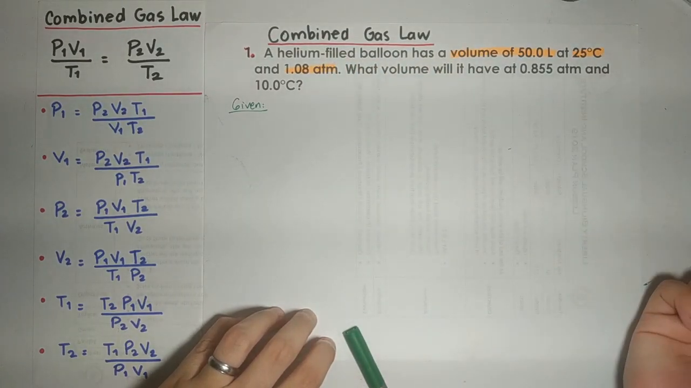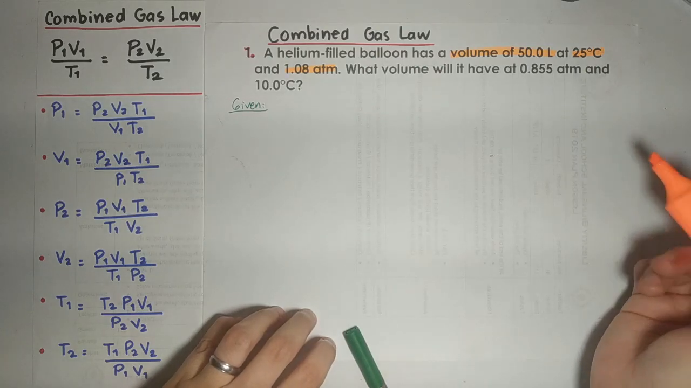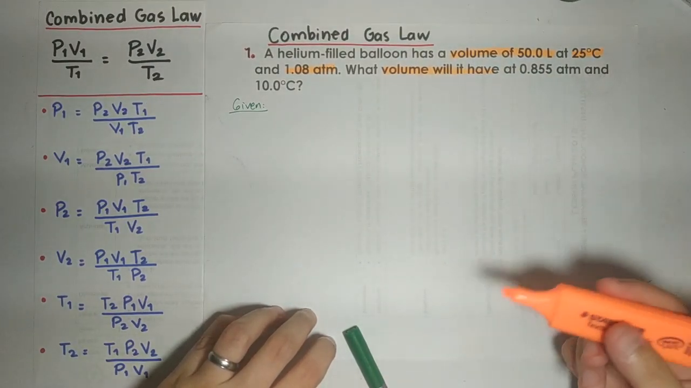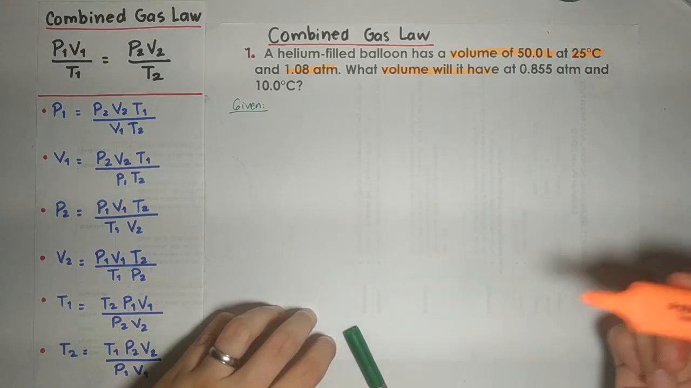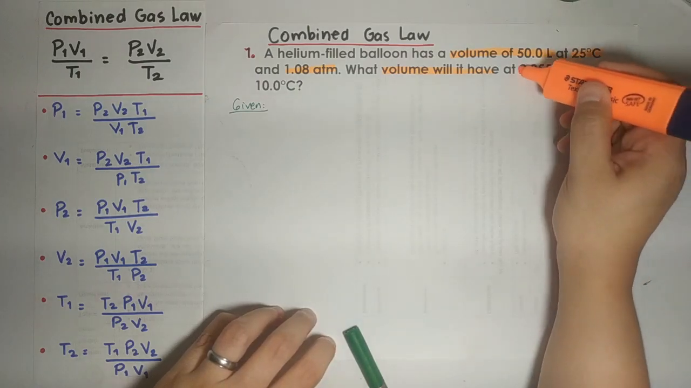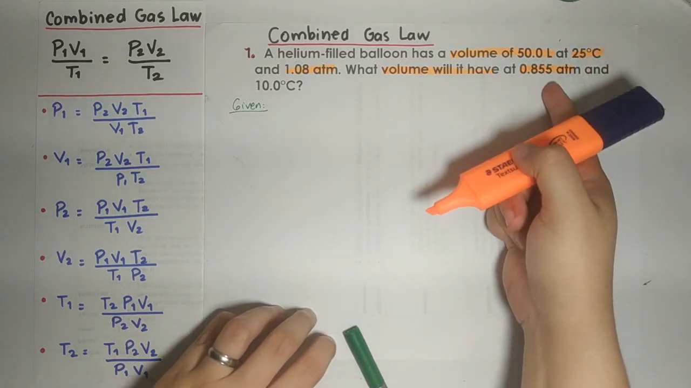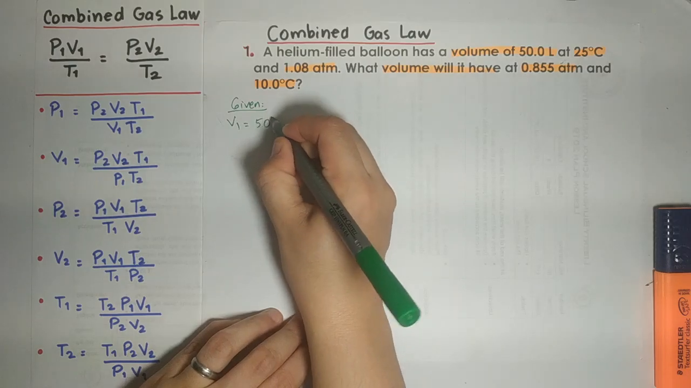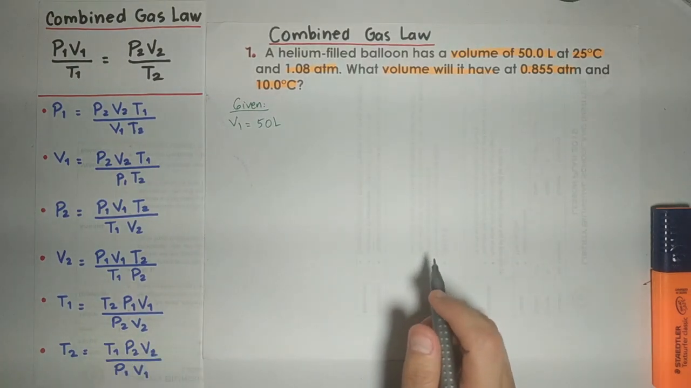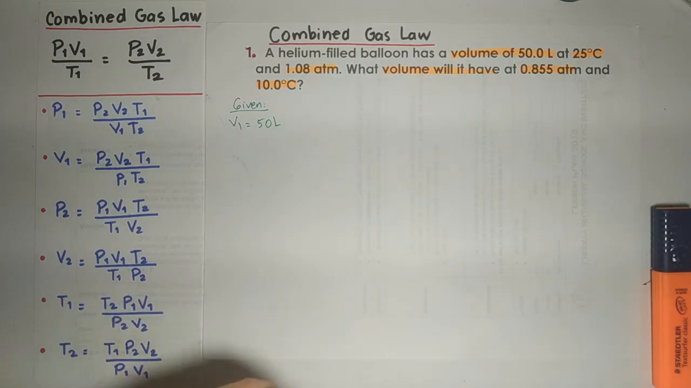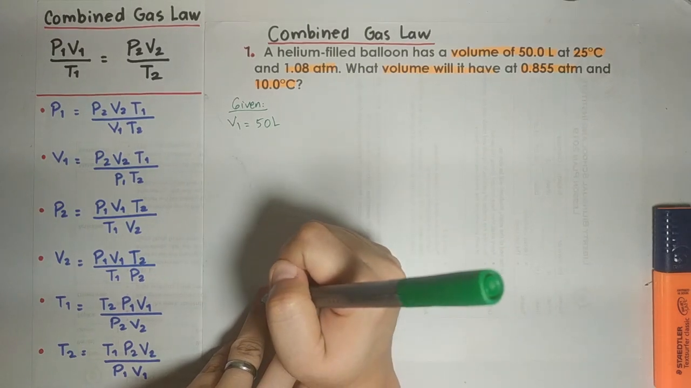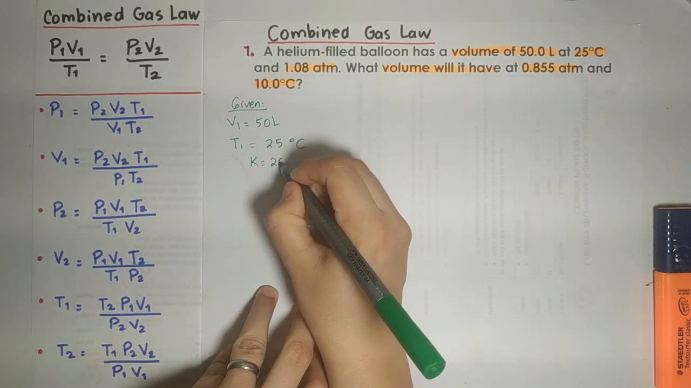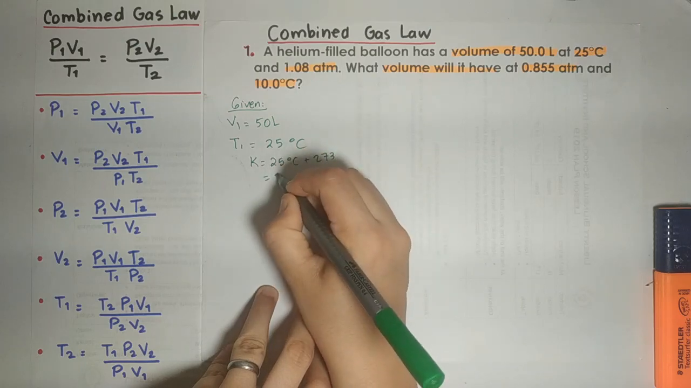Now, what volume will it have at 0.855 atmospheres? So what we're talking about here is the volume that it will have. We're talking about a final volume, and the conditions that will be occurring in that moment are a different pressure and a different temperature. So we have volume initial of 50 liters. We don't need to convert if the units are not specified in the question, like we did in the example before. We have initial temperature of 25 degrees Celsius. Convert this into Kelvin: 25 Celsius plus 273. This is 298 Kelvin.